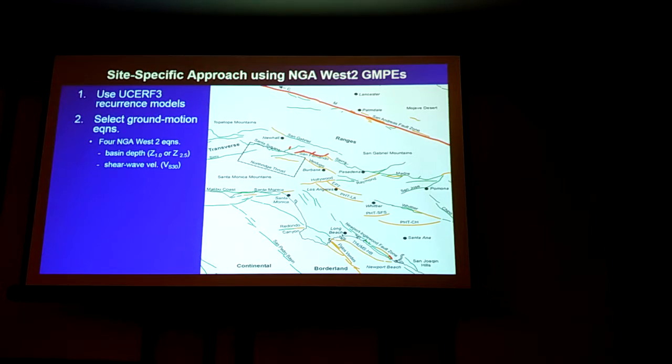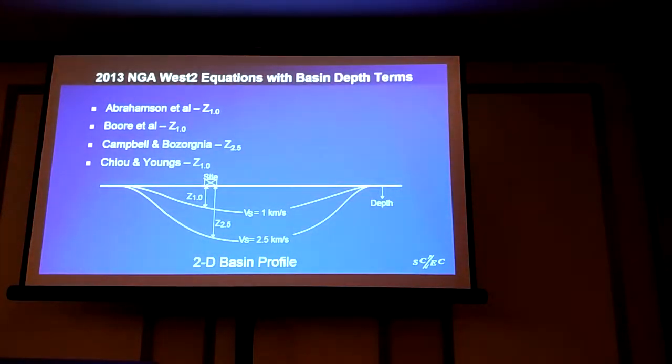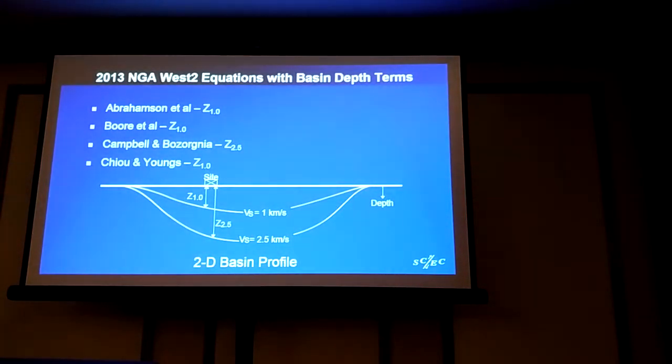4 that have basin depth terms and a shear wave velocity parameter to represent the local geology at a particular site. So what we do is substitute the values at each grid point of these basin depth parameters and Vs30 directly into the equations, and then proceed with the probabilistic and deterministic analysis to get the risk-targeted response spectra at each grid point. There are 4 equations that are listed here. 3 of them have a basin depth term called Z1.0. That's the depth to the top of the layer with a shear wave velocity of 1 kilometer per second. Campbell and Bozorgnia have a depth term Z2.5, which is the depth to the top of the layer with a shear wave velocity of 2.5 kilometers per second.